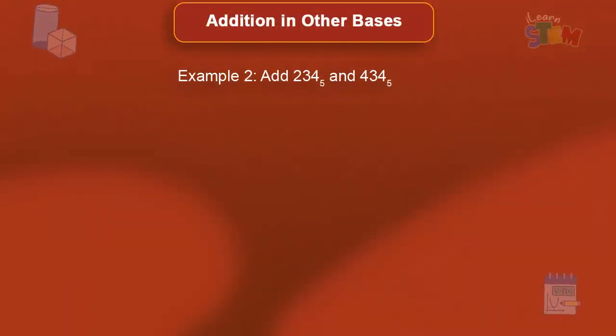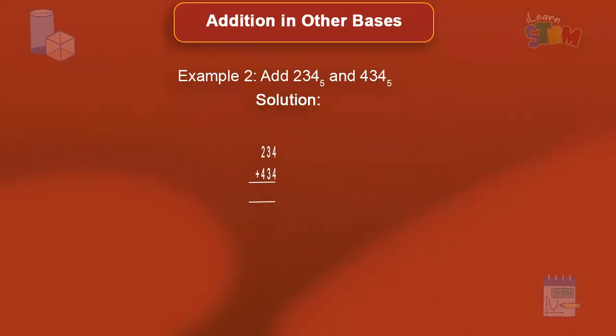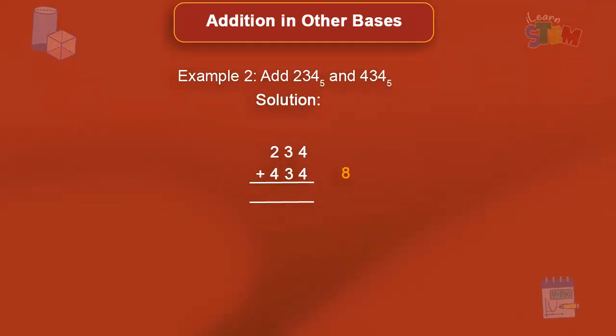Example 2. Let us add 234 in base 5 and 434 in base 5. Solution. Remember that the highest number we can use in base 5 is 4. First, we arrange our numbers accordingly before we begin to add. Follow me closely as we add the numbers together. So, 4 plus 4 gives 8. 5 divides 8 gives 1, remainder 3. We write down the remainder 3 and carry 1 over.